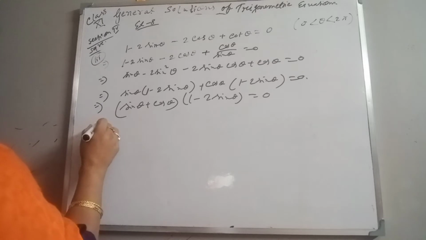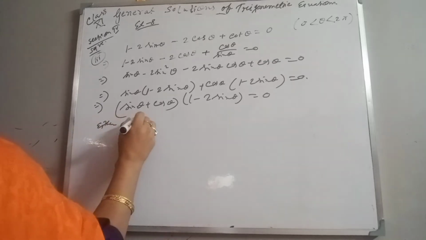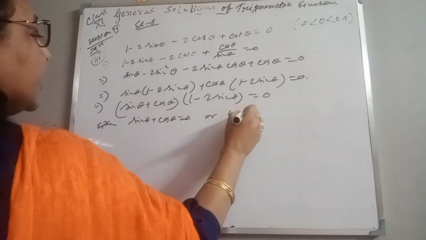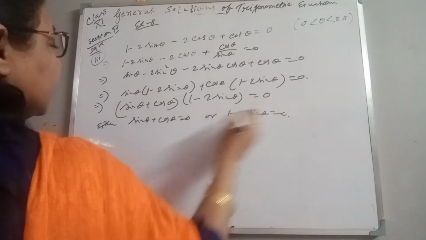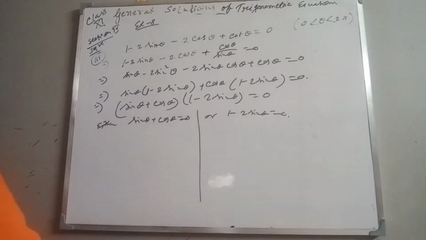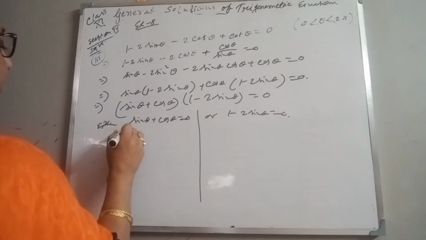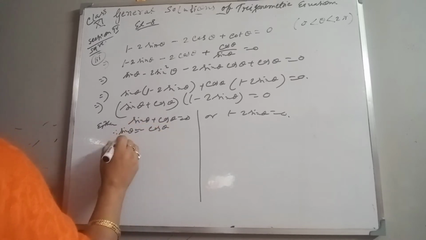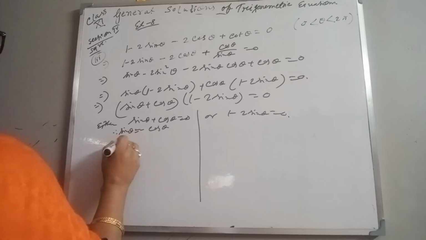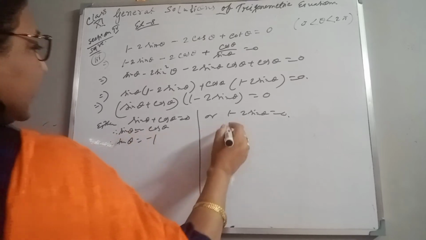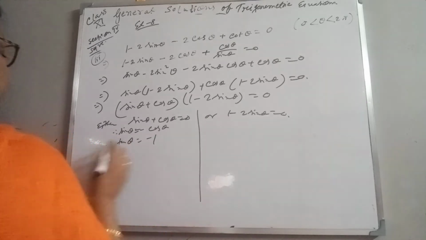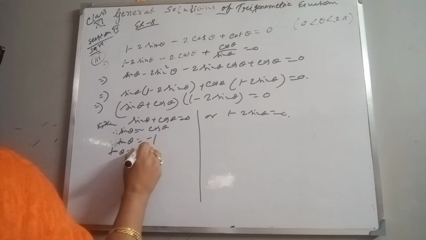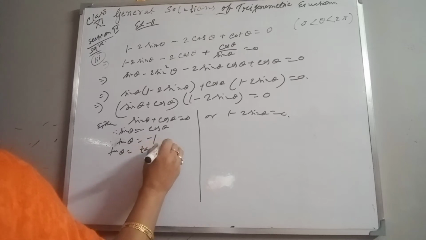So either we will get sine theta plus cos theta equal to 0, or we can get 1 minus 2 sine theta equals to 0. Now sine theta plus cos theta equal to 0, that means sine theta equals to minus cos theta. So sine theta by cos theta, that means tan theta is equal to minus 1. Okay, and we know tan pi by 4, so minus tan pi by 4, or we can write tan of minus pi by 4.